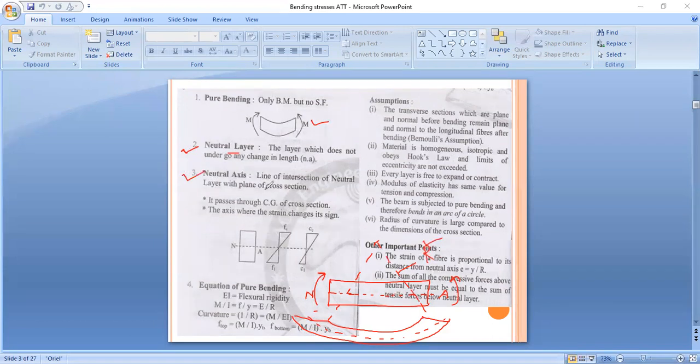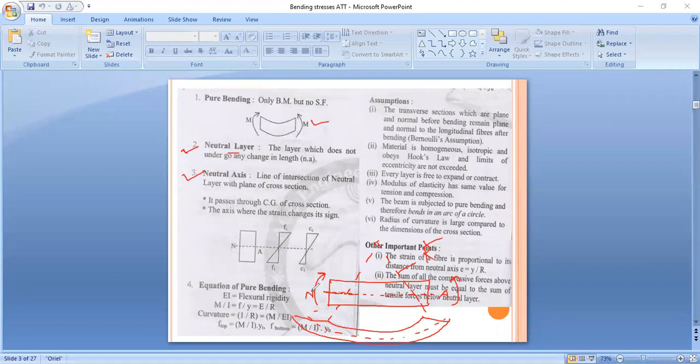Neutral axis: the line of intersection of the neutral layer with the plane of cross section.